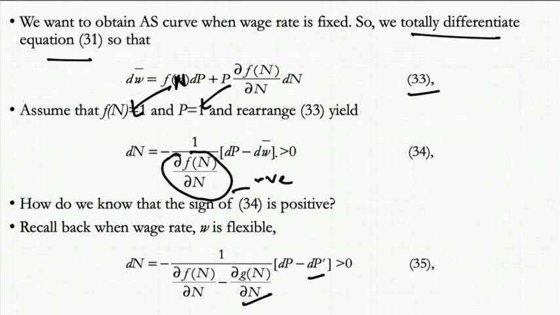Now, I want you to figure it out, but actually, in the next slide, I'm going to show you the graph of all of this. From the graph, you can get the hint of why delta G over delta N doesn't appear anymore in 34, and why dPE has been replaced by dW bar. Okay, let's look at the graph now.